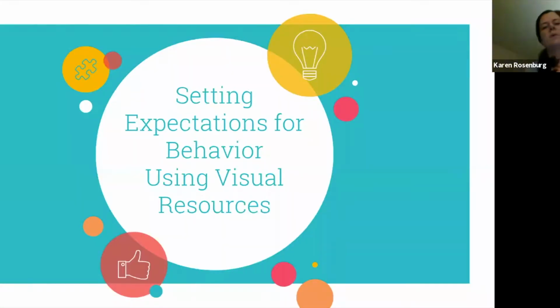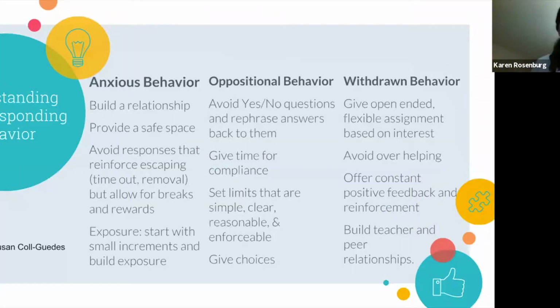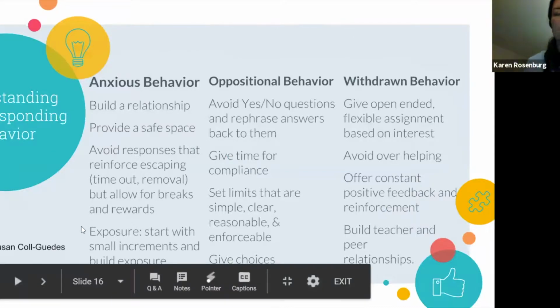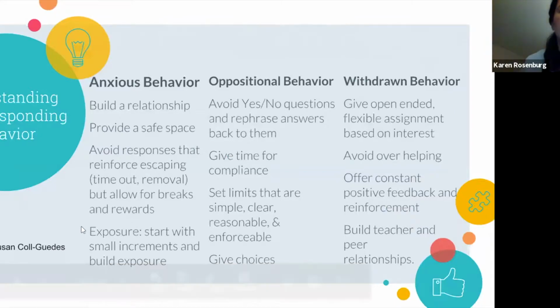Okay. So, setting expectations for behavior using visual resources. Understanding and responding to behavior. This was from my friend Susan. She used this in one of her presentations. There are 3 types of behavior that you will usually see from students with autism, and that's anxious behavior, oppositional behavior, and withdrawn behavior. These are some of the things that you can do to help with those behaviors.